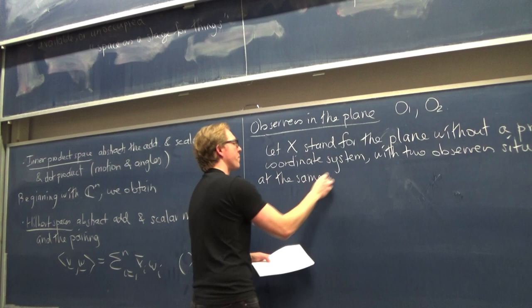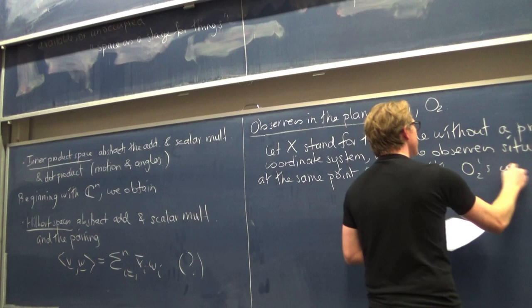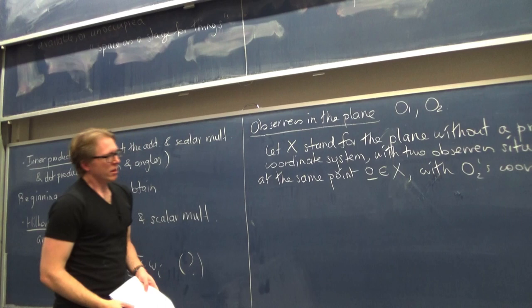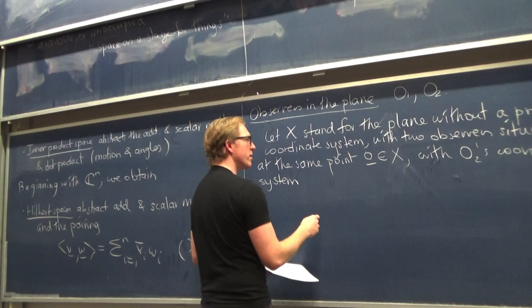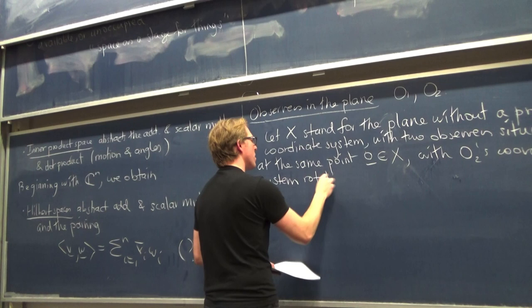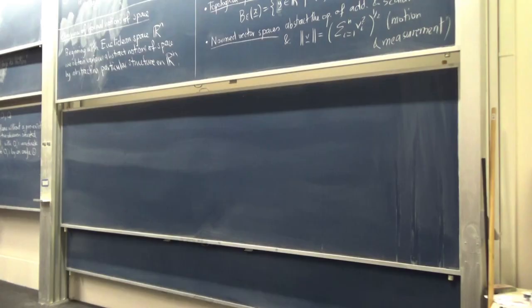Let's call it O underline for origin. And we'll suppose that both observers pick coordinate systems, and that O2's coordinate system is, from the point of view of O1, rotated by an angle theta. So then we have the following picture.